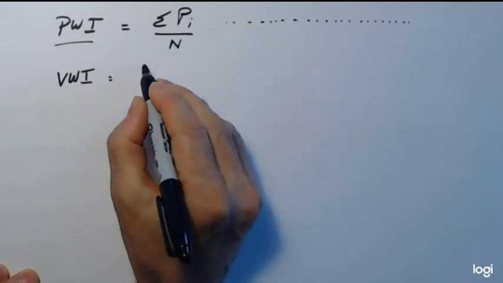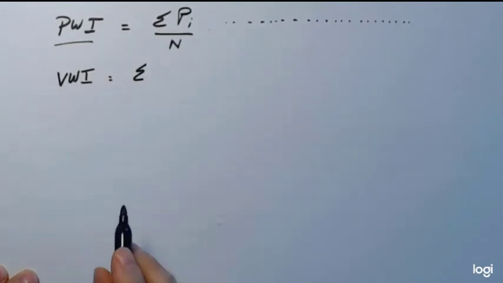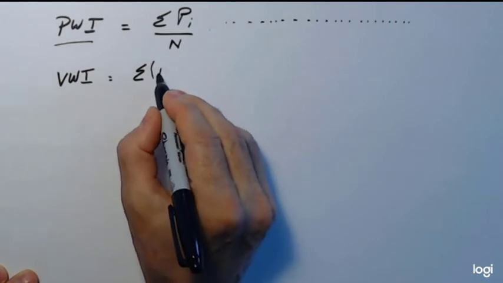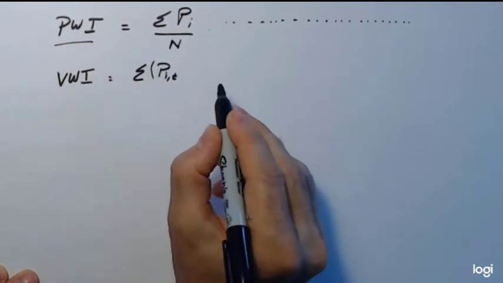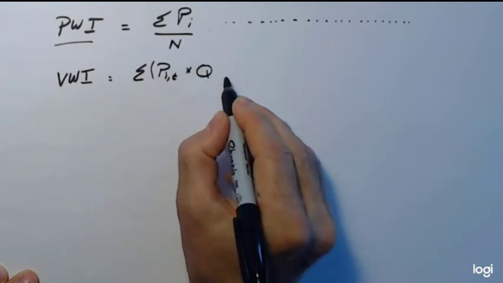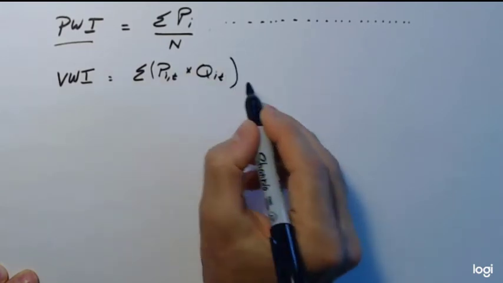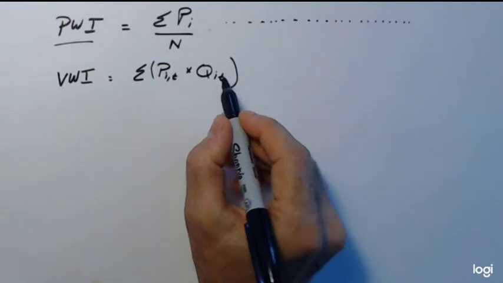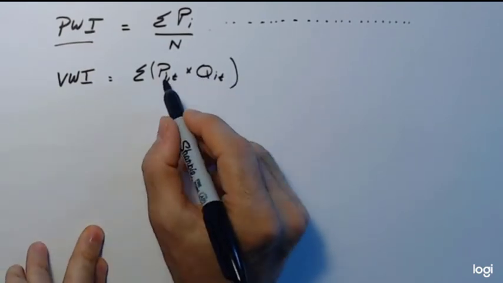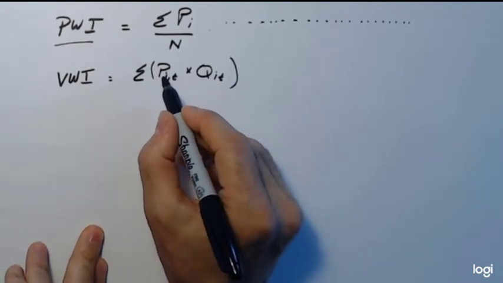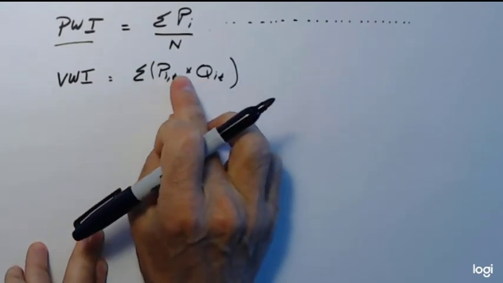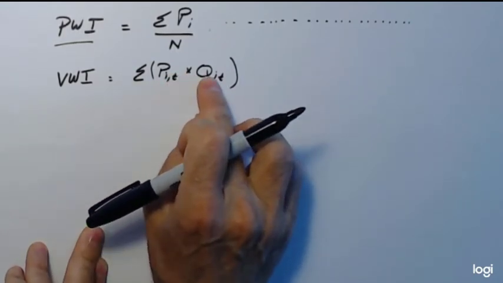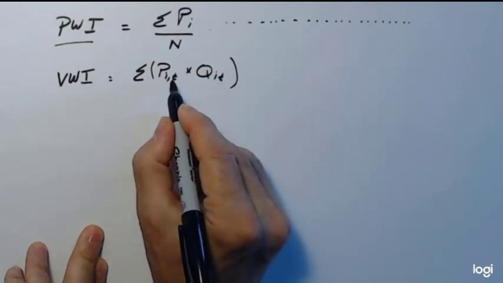Let me explain. So we're going to look at a sum, and we're going to look at the sum of stocks, stock i at time t, and we're going to multiply it by Q i at time t. P times Q is the market value of the company. It's price of the stock times the number of shares outstanding. So this is often in the billions for each stock. And we're looking at it at a point in time t.